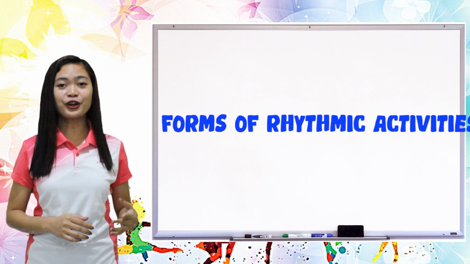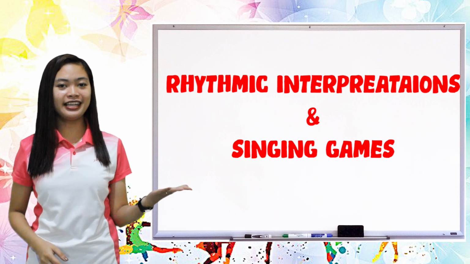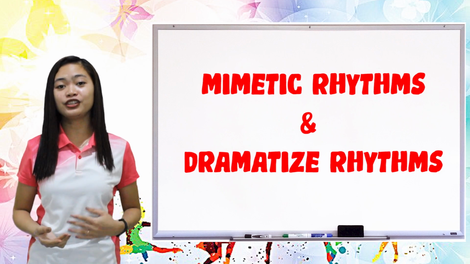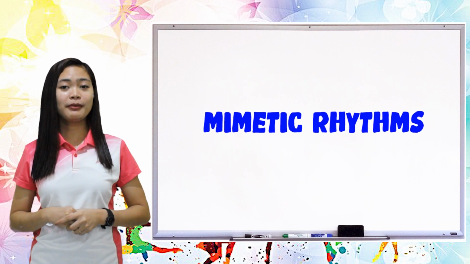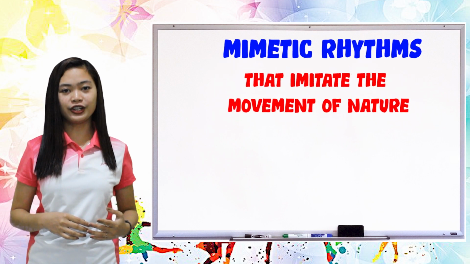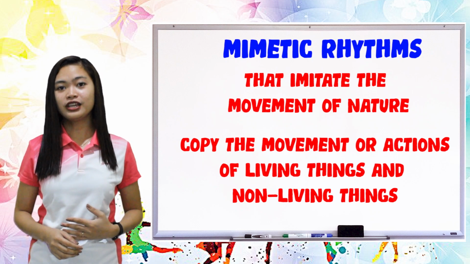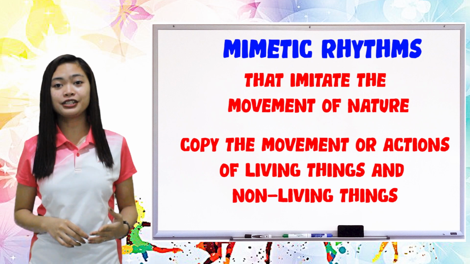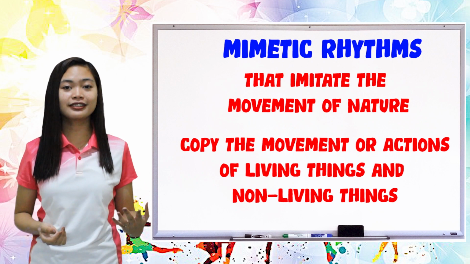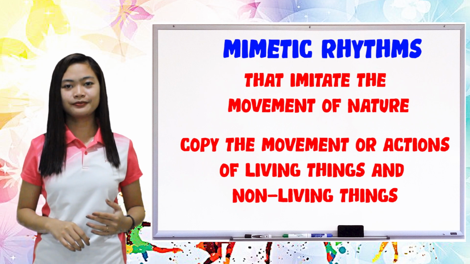Now, let's move to the forms of rhythmic activities. We have the rhythmic interpretations and singing games. For the rhythmic interpretations, we have the mimetic rhythm and dramatized rhythm. In mimetic rhythms, these are activities that imitate the movement of nature, used to copy the movement or actions of living things and non-living things. Examples of this are to imitate the movements of the trees, waterfalls, animals, rocks, and so on by combining locomotor and non-locomotor movements.